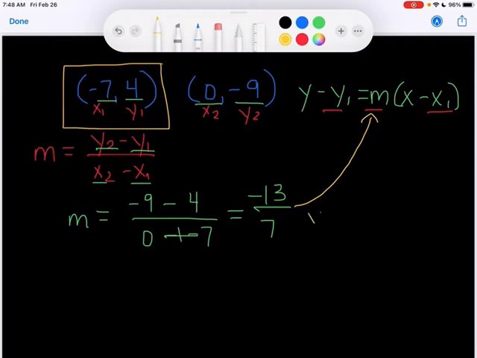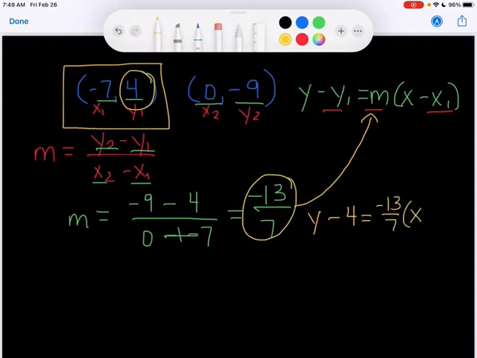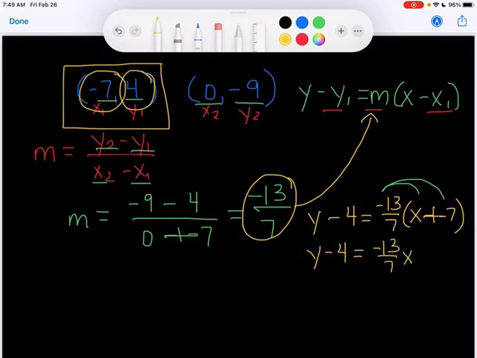So we're going to use this point-slope formula and plug in. So we get y minus, well, y sub 1 is 4, equals m, which we just found is -13/7, times x minus, well, x sub 1 again is -7. And now we just need to get this into slope-intercept form. The first thing I'm going to do is change this minus and -7 to a plus. And then I'm going to distribute the -13/7. So we get y minus 4 on the left-hand side, and after I distribute, I get -13/7 x, and when I multiply negative 13/7 times 7, I end up with negative 13.